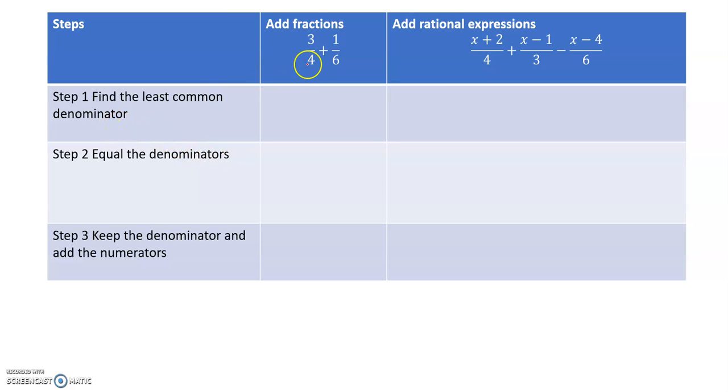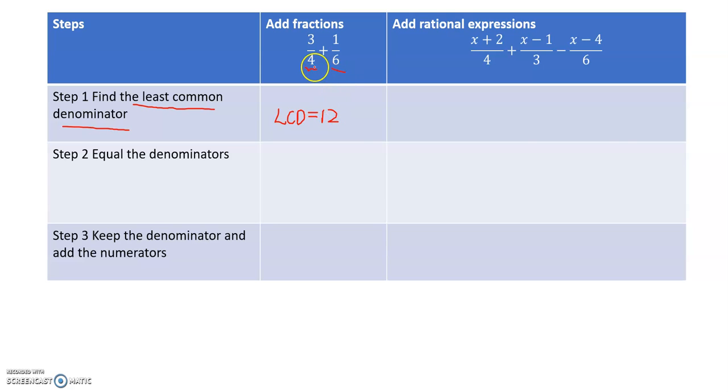steps. So recall that when we add fractions, the first thing we want to do is to find the least common denominator. So we need to make them match. If they don't match, we cannot add them. And so looking at 4 and 6, we realize the least common denominator is 12.